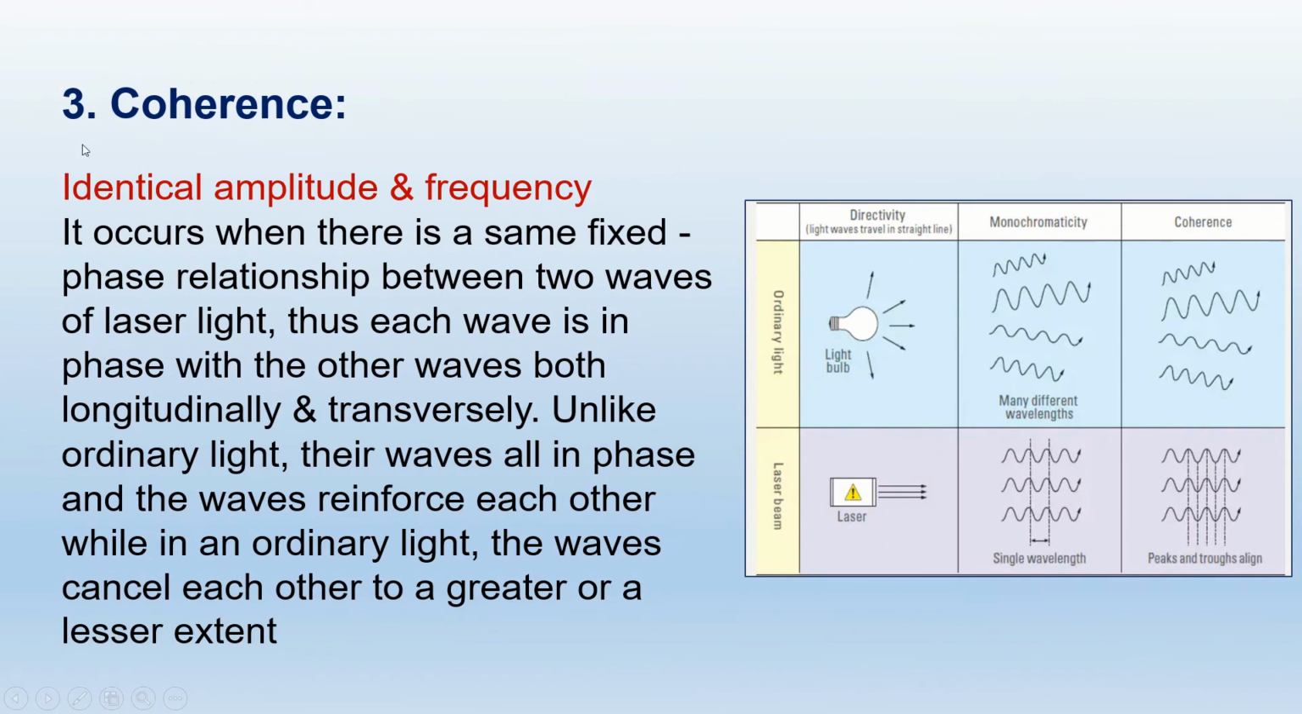The third property is coherence. It is identical amplitude and frequency. As we see here, the coherence in laser light waves: they have the same phase both longitudinally and transversely, identical amplitude and frequency in space. While in comparison to ordinary light, we see that it lacks coherence between waves.